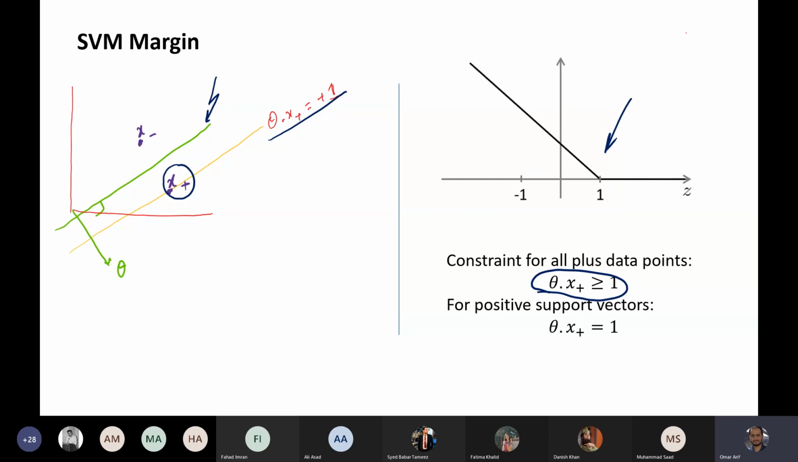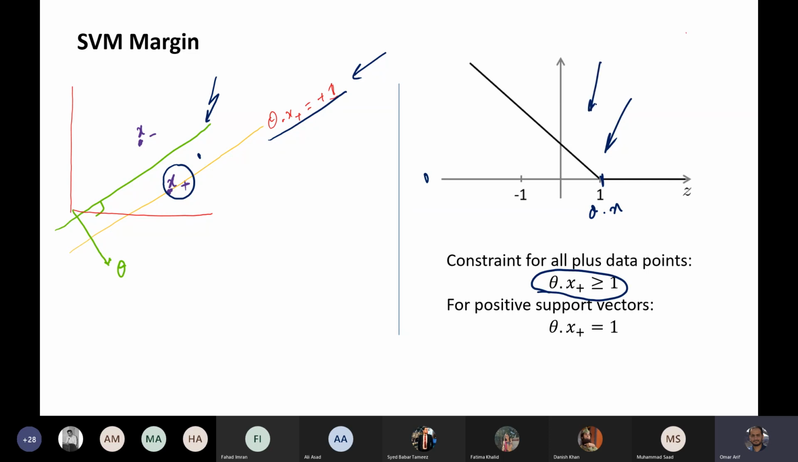And exactly at the yellow line, theta dot x is 1, right? This is on the x-axis, theta dot x is 1, and the cost function is exactly 0 at that. So here at the yellow line, the cost is 0, but if a point lies here, then there is some cost. Although वो decision boundary के right side पे है, but still I am incurring some cost. ठीक है?